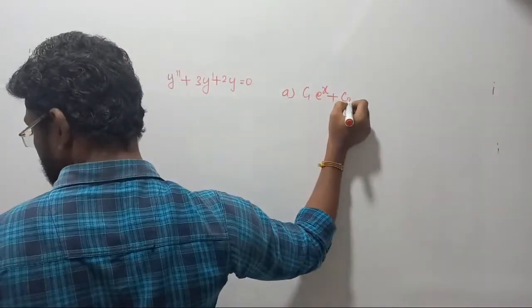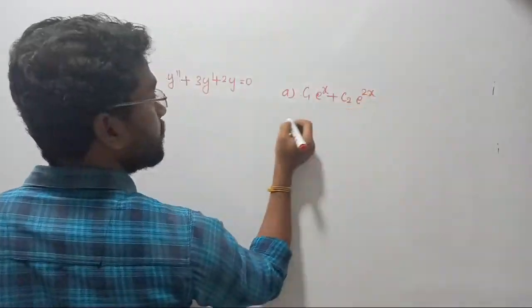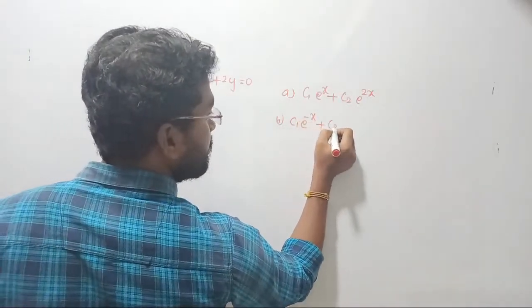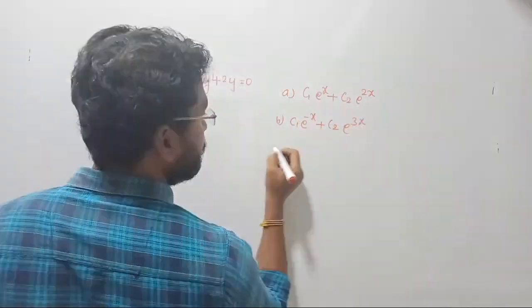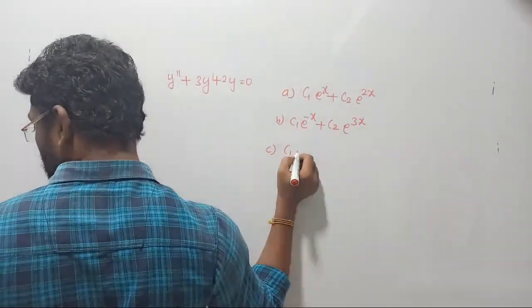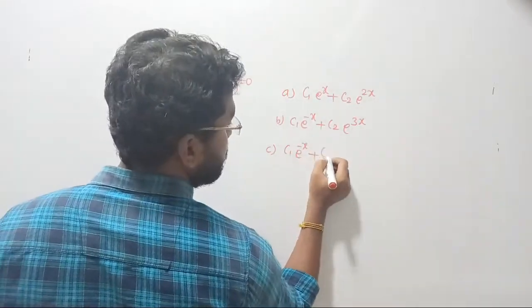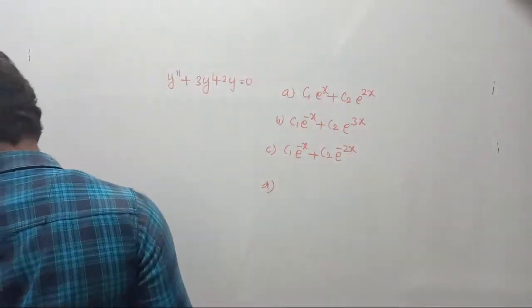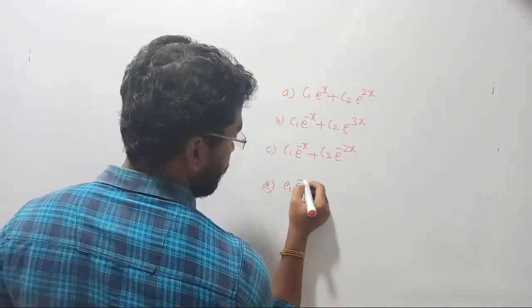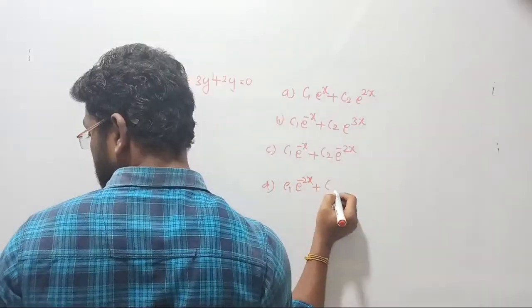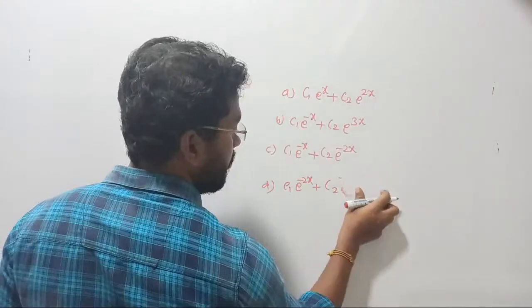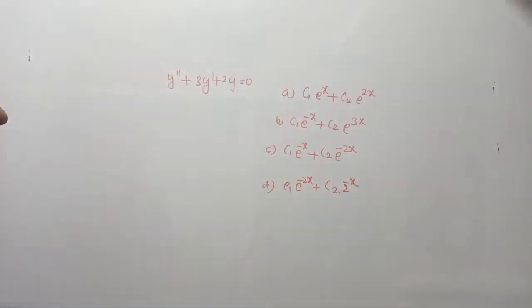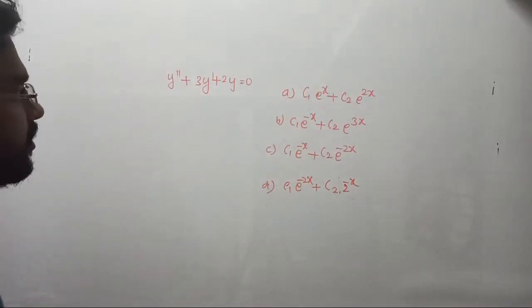Option A: C1 into e power x, C2 into e power 2x. Option B: C1 into e power minus x plus C2 into e power 3x. Option C: C1 into e power minus x plus C2 into e power minus 2x. In option D, they said C1 into e power minus 2x plus C2 into e power 2 power minus x. That is wrong actually, we know, right? They are just writing like this. Fine. Can anyone please figure it out?